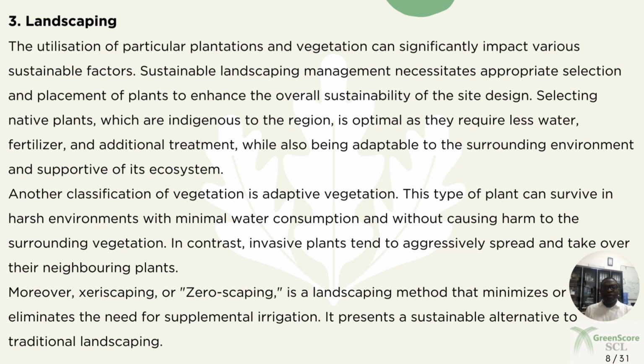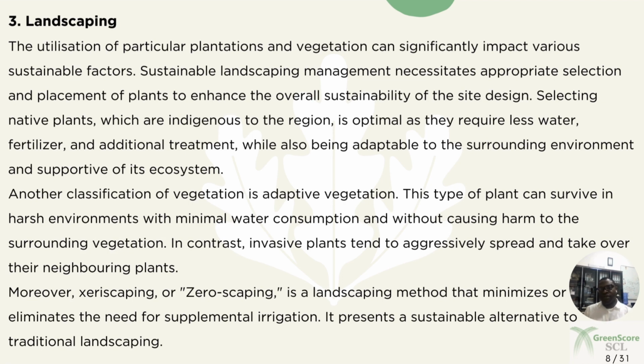Now, we also have what we call adaptive vegetation. This kind of plant can survive in harsh environments with minimal water consumption without harm to the surrounding vegetation. But there's what we call invasive plants. So you should take note of adaptive native vegetation. They are indigenous to the region. Adaptive vegetation, they can cope in that region without much consumption of water. But invasive plants tend to aggressively spread and take over the neighboring plants. So that's why attention must be paid to the choice of plants and even their placement on the site.